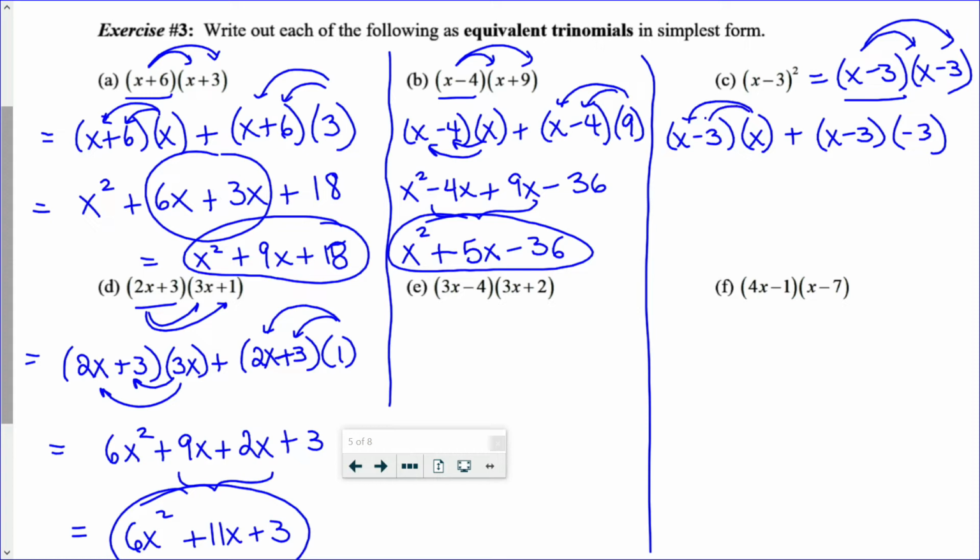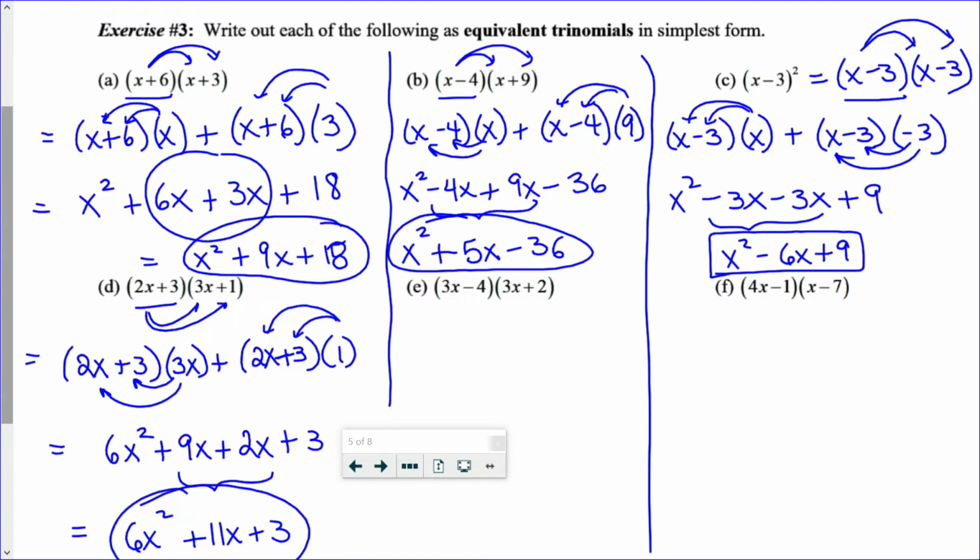So now we'll distribute that x. X times x is x squared. X times 3 is negative 3x. Now I'll distribute this multiplication by a negative 3. Negative 3 times x is negative 3x. And negative 3 times negative 3, watch out for that, is positive 9. Here we've got like terms again. Watch out. We don't have 3x minus 3x. We have negative 3x and another negative 3x. So that's going to be negative 6x and then plus 9.